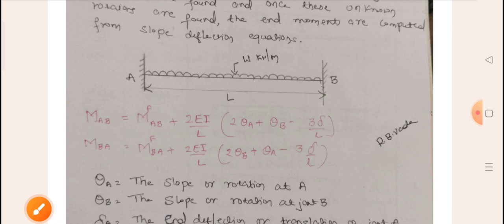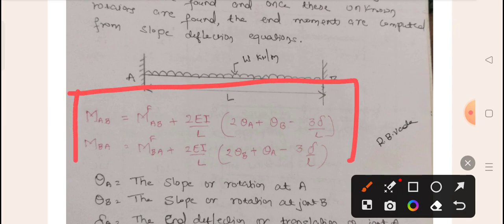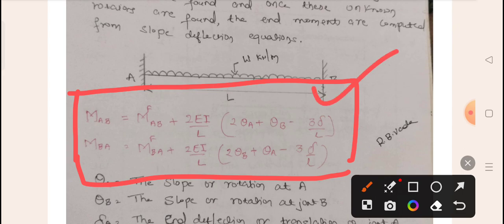I think you are getting the things I am telling you. So once again I will repeat. We have to remember this formula. If you want to solve problems on the slope deflection method, you have to mug up this formula. It's very, very important. It's simple also. Try to remember by a trick. So what is that? MAB is equal to MFAB, the fixed end moment, plus 2 EI by L into 2 times theta A plus theta B minus 3 delta by L.